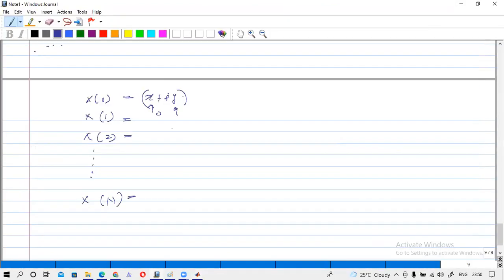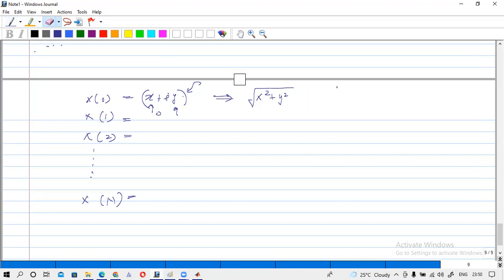So to summarize, these samples x0, x1, are complex numbers. If it is a complex number, you can calculate the phase and the magnitude of this complex number. This will be the magnitude, or we can say the xk magnitude.